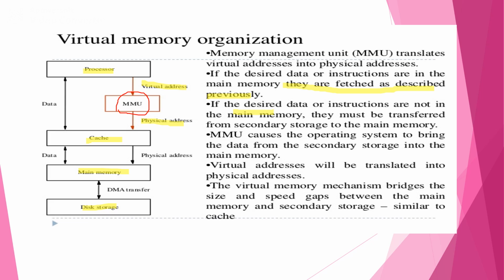The virtual memory mechanism bridges the size and speed gap between the main memory and the secondary storage, similar to cache. Here we can observe that the actual data can be exchanged between the processor and the cache, or the cache and the main memory. And if the data is not available within the main memory, the data can be copied from the secondary disk storage into the main memory. Later the processor can fetch the data from the main memory.